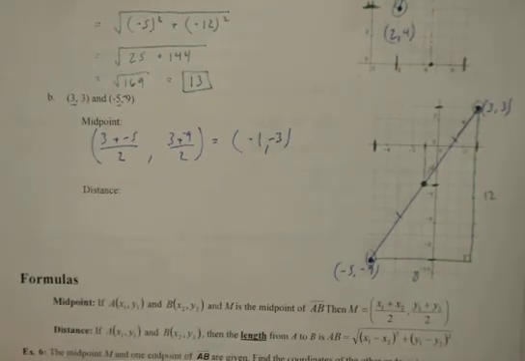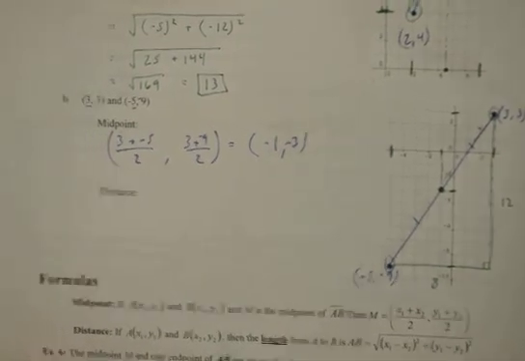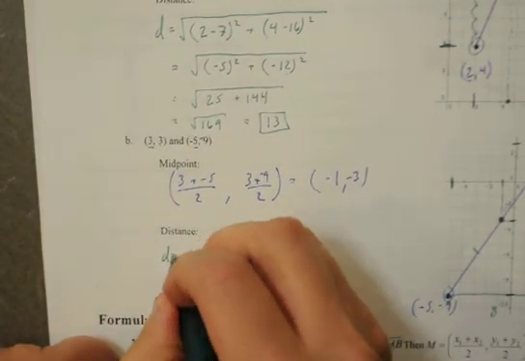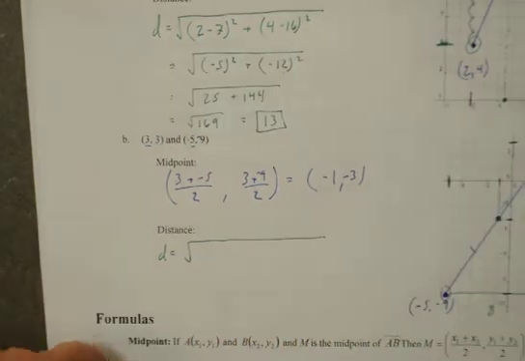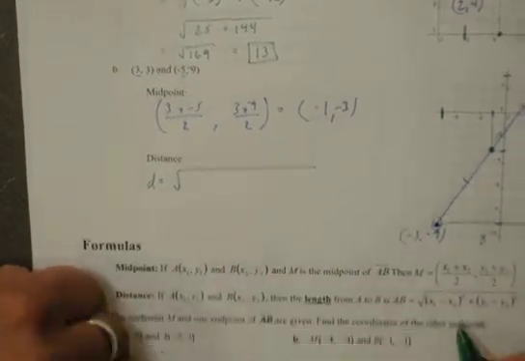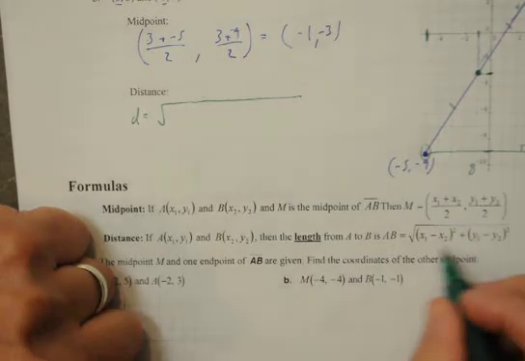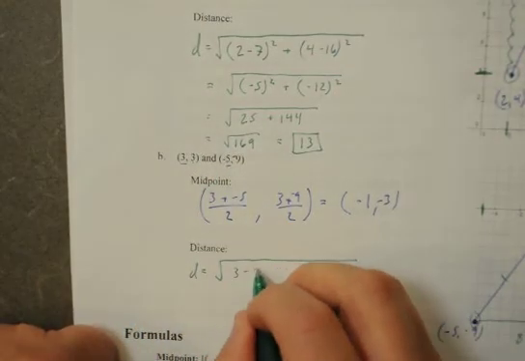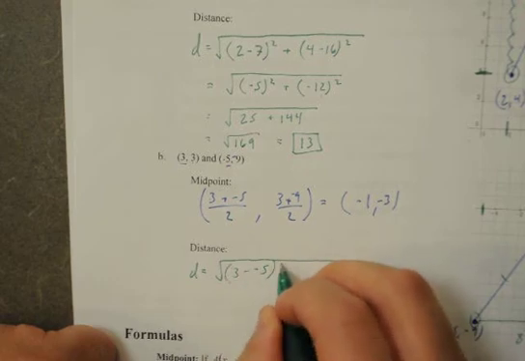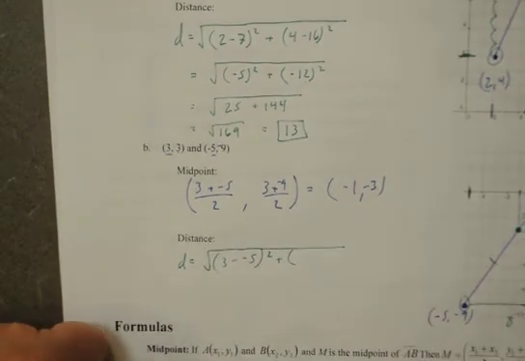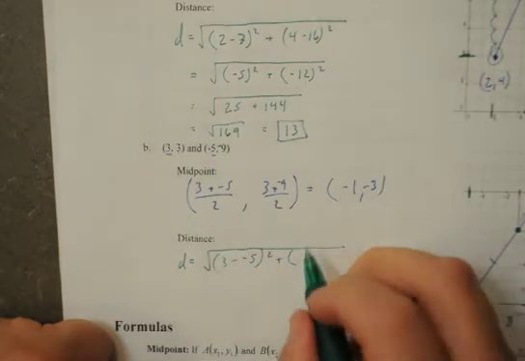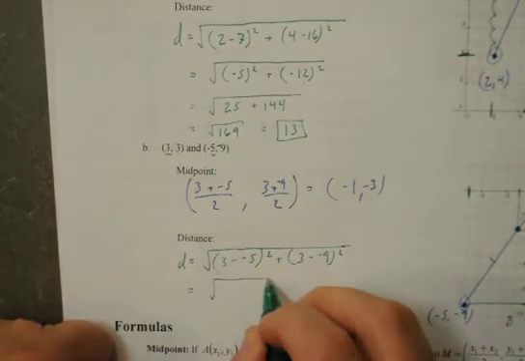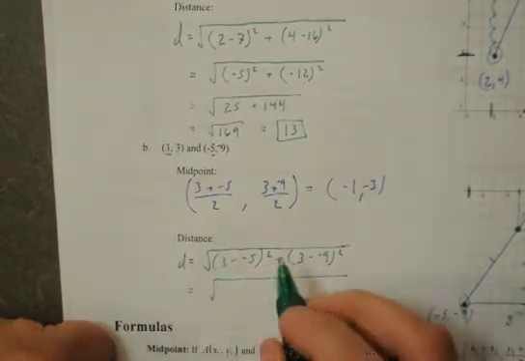Alright, so now pause the video and do the distance formula. See if you can figure it out. Pause the video, and we're back. So the distance formula, x minus x, x minus x. I'm using this formula right here. So x minus x, 3 minus -5, squared. And then 3 minus -9, squared.